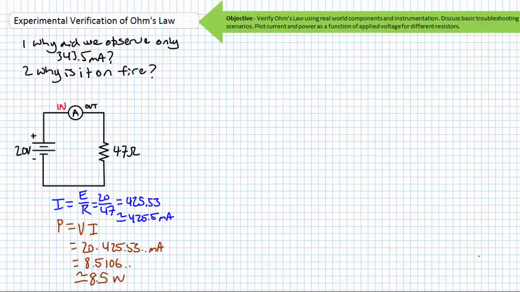In answer to our first question, why is the current limited to 343.5 milliamperes and not the 425.5 milliamperes we'd expect to observe?